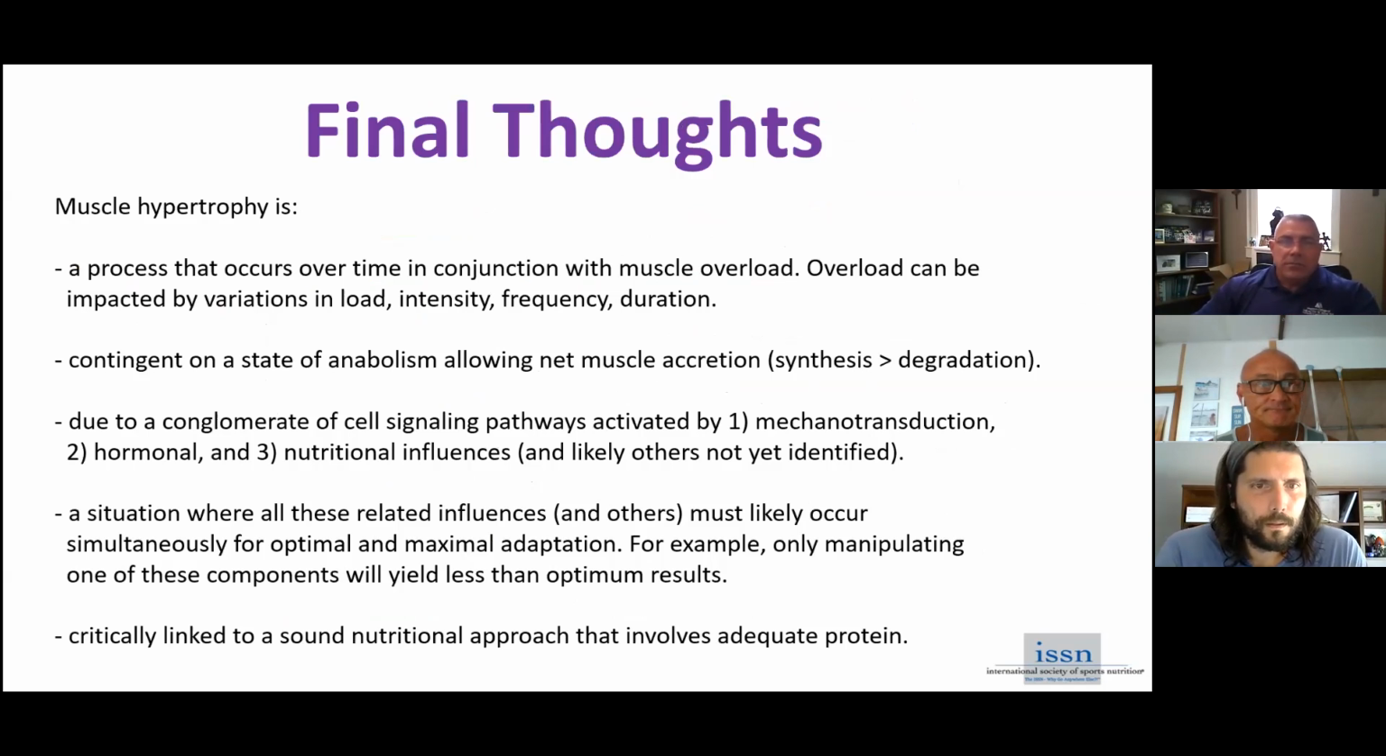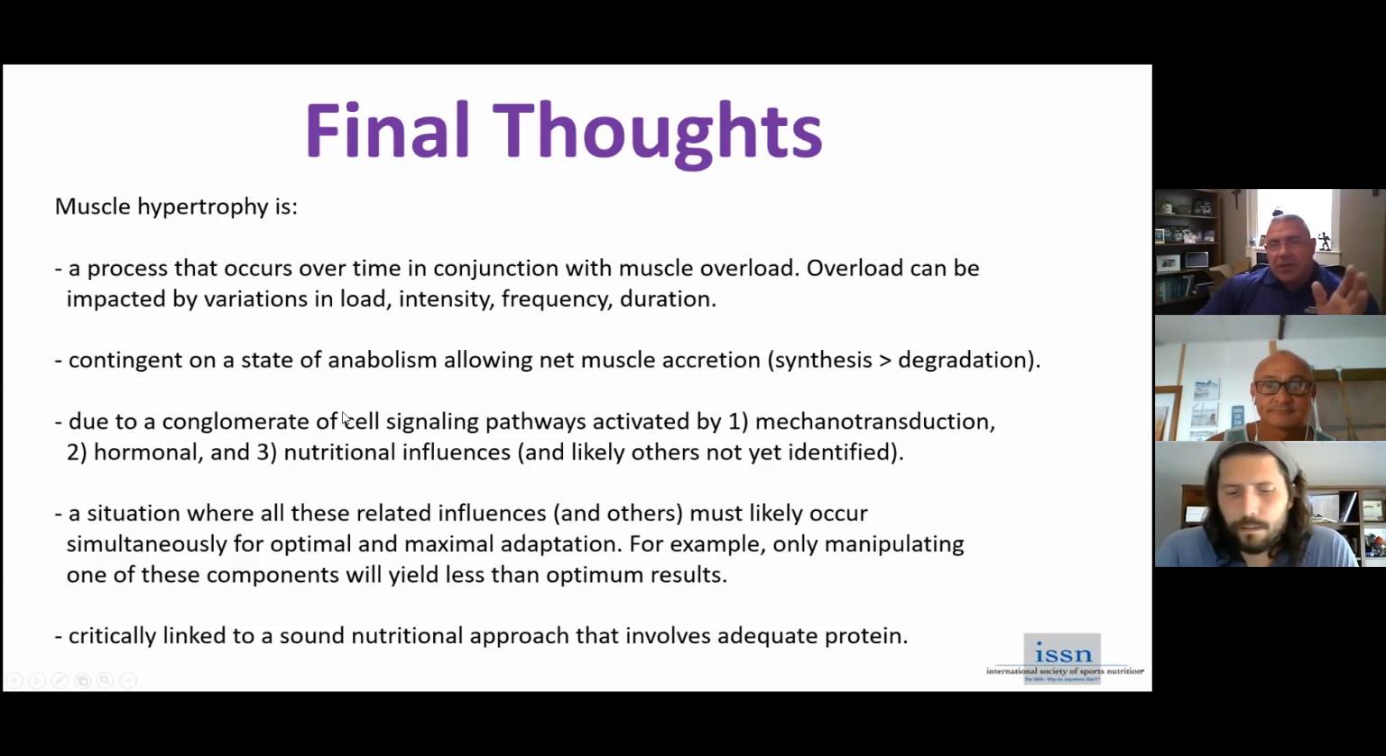So, final thoughts: muscle hypertrophy, guys, obviously is a process that occurs over time in conjunction with muscle overload. Of course, muscle overload, like Dr. Roberts will talk about, is a way that you can incorporate a number of different scenarios that can impact hypertrophy. Of course, it's contingent on a state of anabolism. This is what my last slide kind of alluded to. We need to try to maintain more of an anabolic state where we're synthesizing more protein than we're degrading. If that's the case, then we have positive accretion.